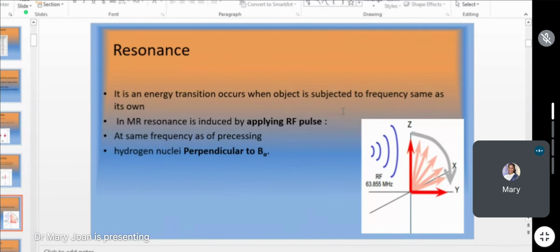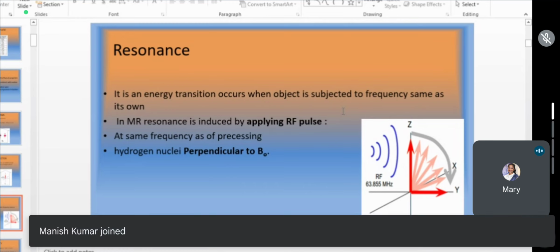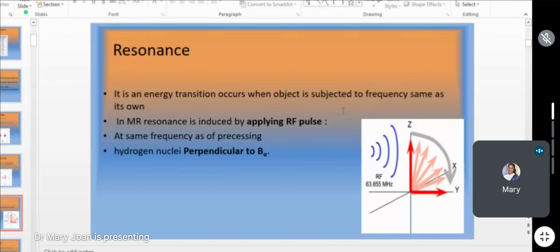So resonance is an energy transition that occurs when an object is subjected to a frequency the same as its own. In MR, resonance is induced by applying an RF pulse at the same frequency as that of precessing hydrogen nuclei, perpendicular to the applied magnetic field, which is B0. So you can see that it has a net magnetizing spin, and when the RF pulse is applied at the same frequency as the spinning nuclei, we get a resonance from it. So that is what is shown here.